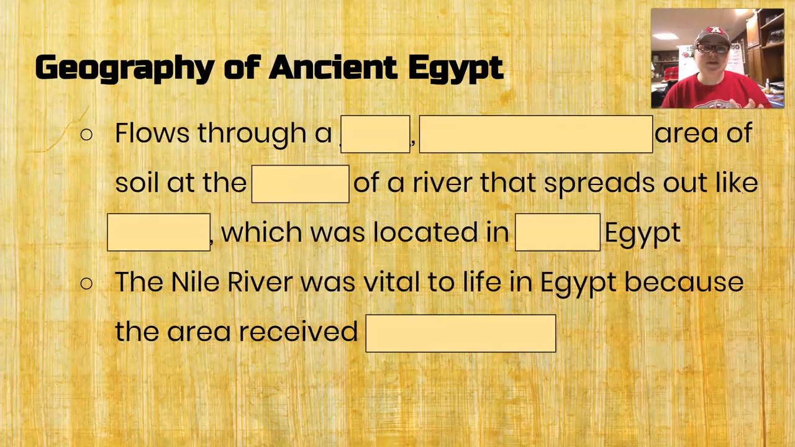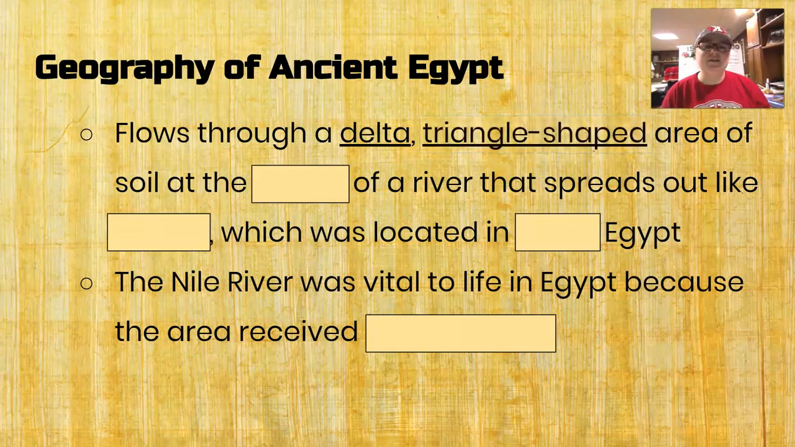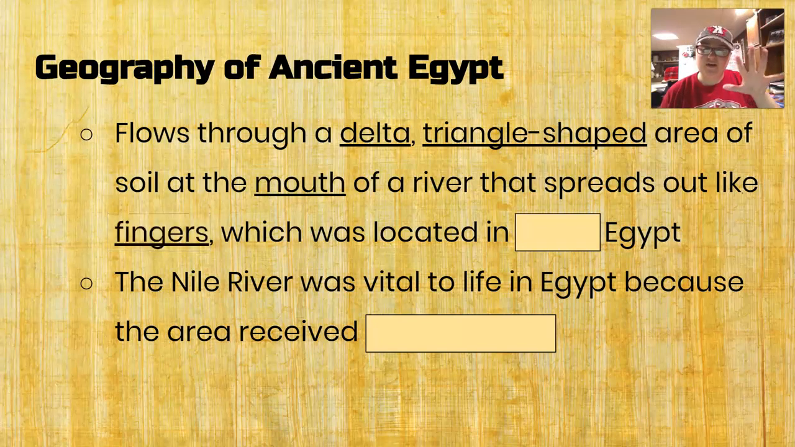Now, some important things about the Nile River is that it flows through a delta. So we're going to talk about what a delta is, but a delta is a geography term. It describes something that comes with geography and the way the land is kind of set up. A delta is a triangle-shaped area of soil. I'll show you a picture in a minute, but it has the sea, and then it comes down in this triangle shape of soil at the mouth of a river, that spreads out like fingers, which is located in Lower Egypt, and we'll talk about Lower Egypt and Upper Egypt later.